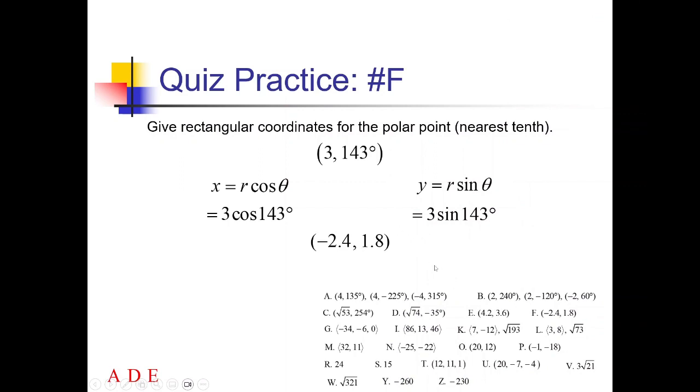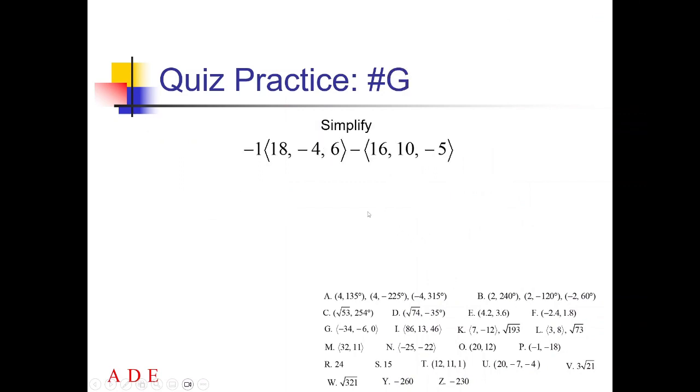For problem G, we're dealing with some vectors that we're trying to simplify into a single vector. So first off, I'm going to take care of constants outside the vector that I have to distribute, like this negative 1 here. So distributing that through, I multiply it by all the coordinates in there. So this is going to be negative 18, positive 4, and negative 6. And then I'm just going to leave this minus vector as is.